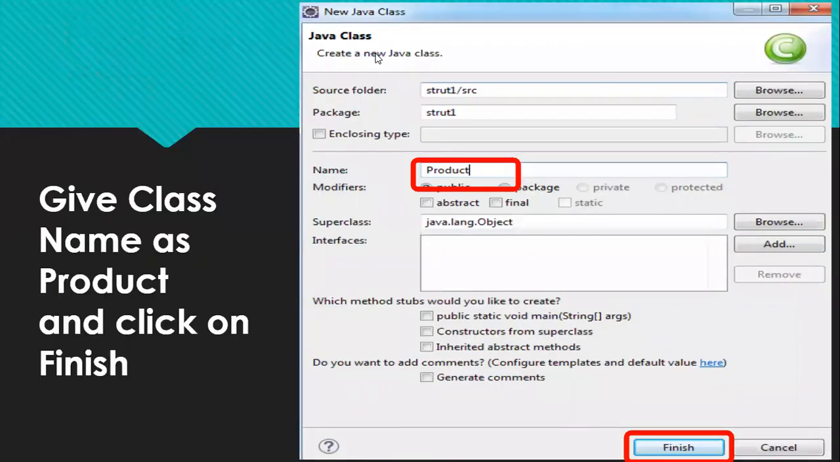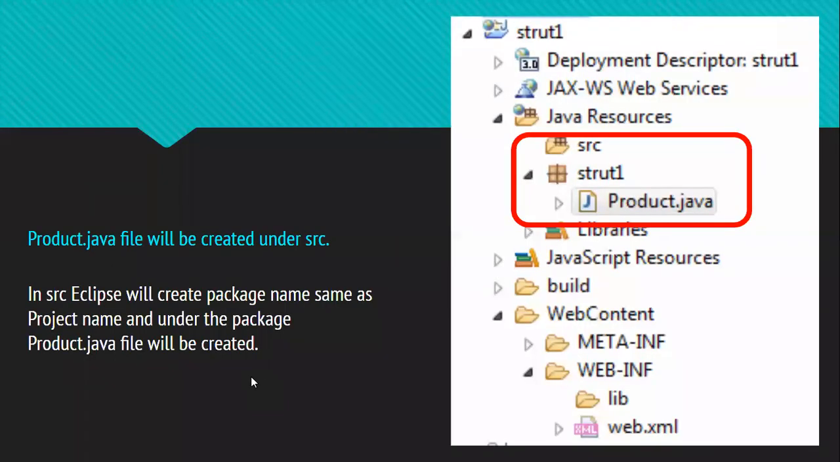After that, it will show you such a window. In the name field, you have to give the name of your Java file. Here I have used the name capital P Product. So the product name I have given here, click on Finish. Once you click on Finish, the product.java file will be added in the Java resources SRC.